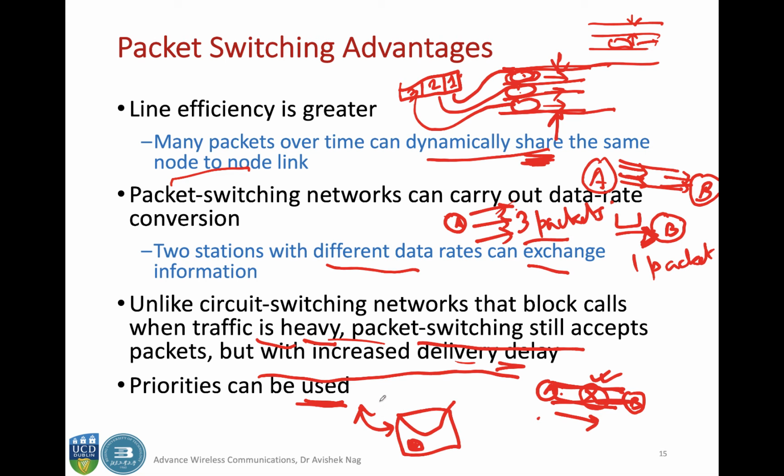So if you are paying more to the post office, and if you are doing registered post, let's say, or speed post, then your speed post parcels or your registered post parcels will be given higher priority. They will be delivered faster than your regular post. So these priorities can also be used in case of packet switching.